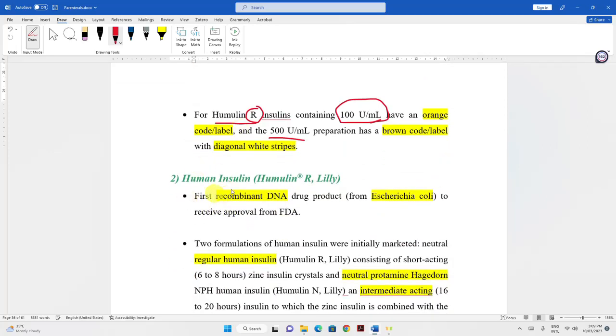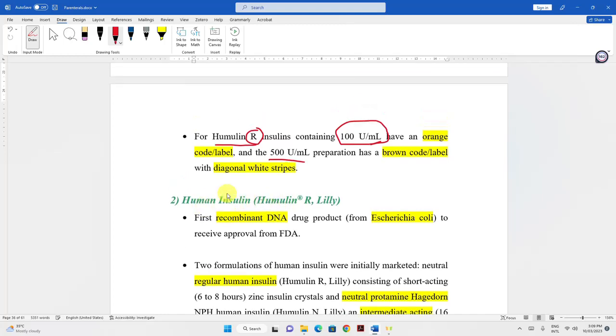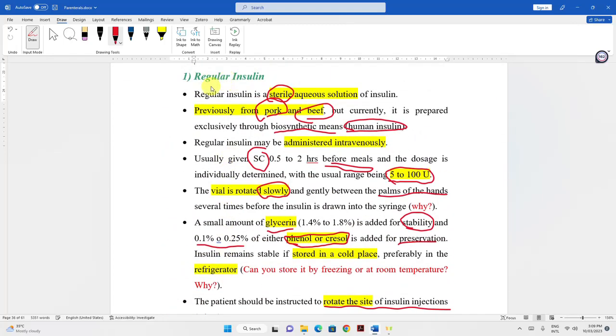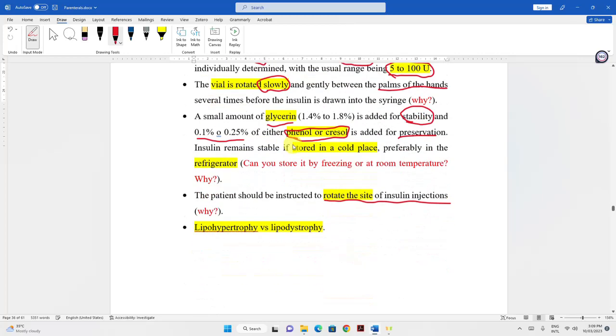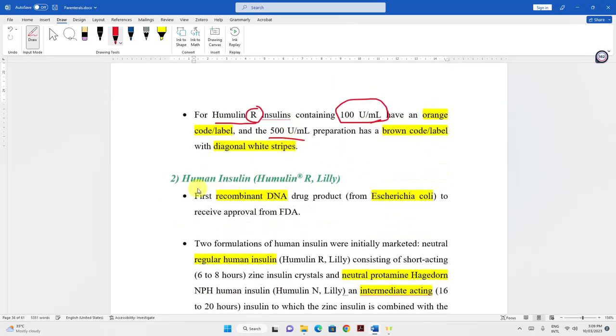Now, as I said, human insulin, that is regular insulin. We are talking about regular insulin that was previously derived from pork and or beef. Now it's from human insulin, and it's a regular one. And the regular one is a short-acting insulin. We are talking about regular insulin that is short-acting insulin.